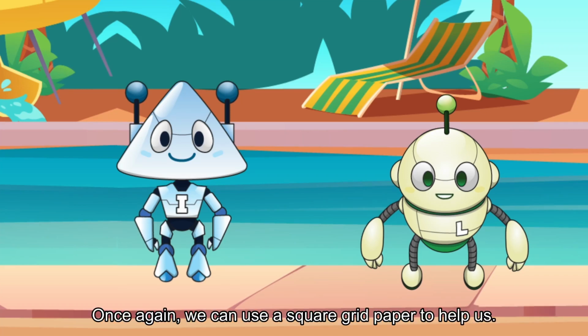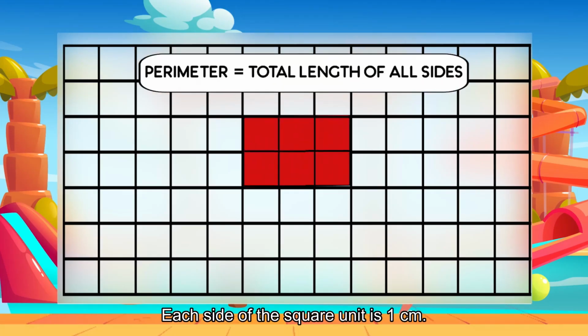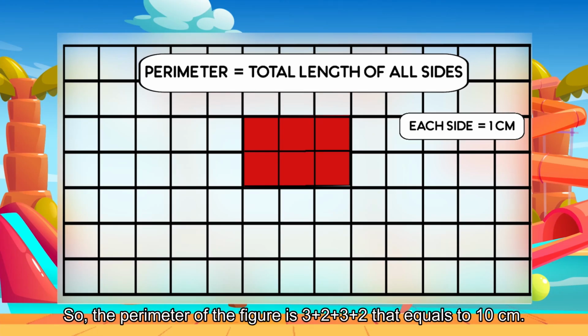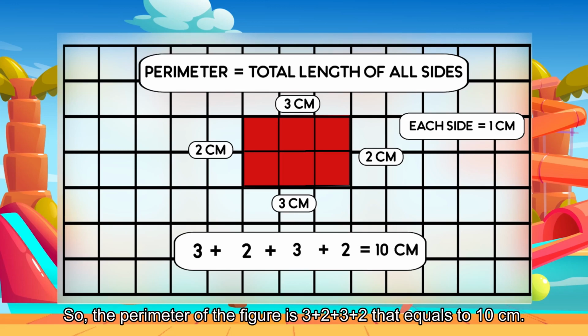Once again, we can use a square grid paper to help us. Each side of the square unit is 1 centimeter. So the perimeter of the figure is 3 plus 2 plus 3 plus 2. That equals 10 centimeters.